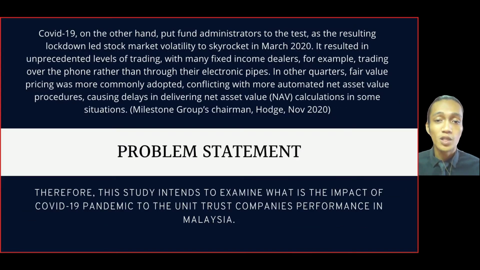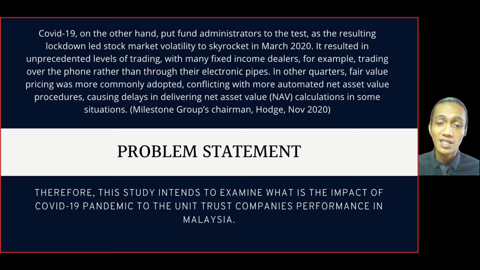So, the next one, we move to the problem statement. COVID-19, on the other hand, put fund administrators to the test as the resulting lockdown led stock market volatility to skyrocket in March 2020, resulting in unprecedented levels of trading, with many fixed income dealers, for example, trading over the phone rather than through their electronic pipes. In other quarters, fair value pricing was more commonly adopted, conflicting with more automated net asset value procedures, causing delays in delivering net asset value calculations in some situations, based on Milestone Group Chairman Hodge in November 2020.